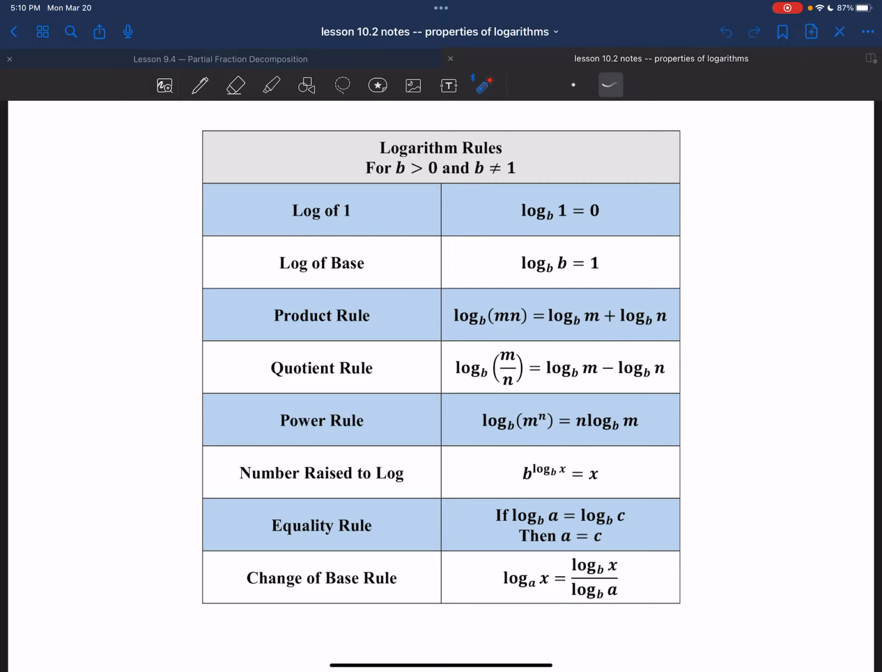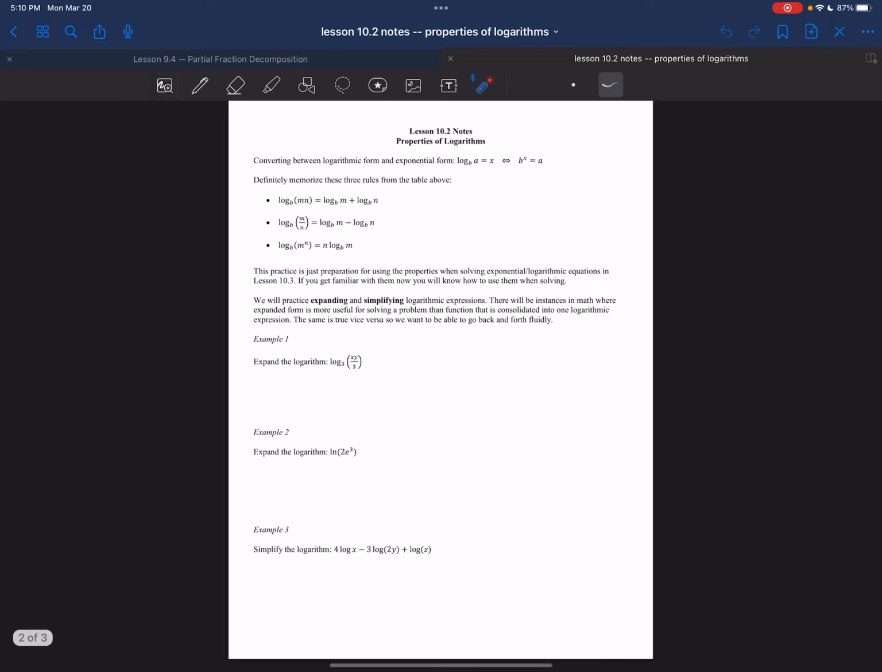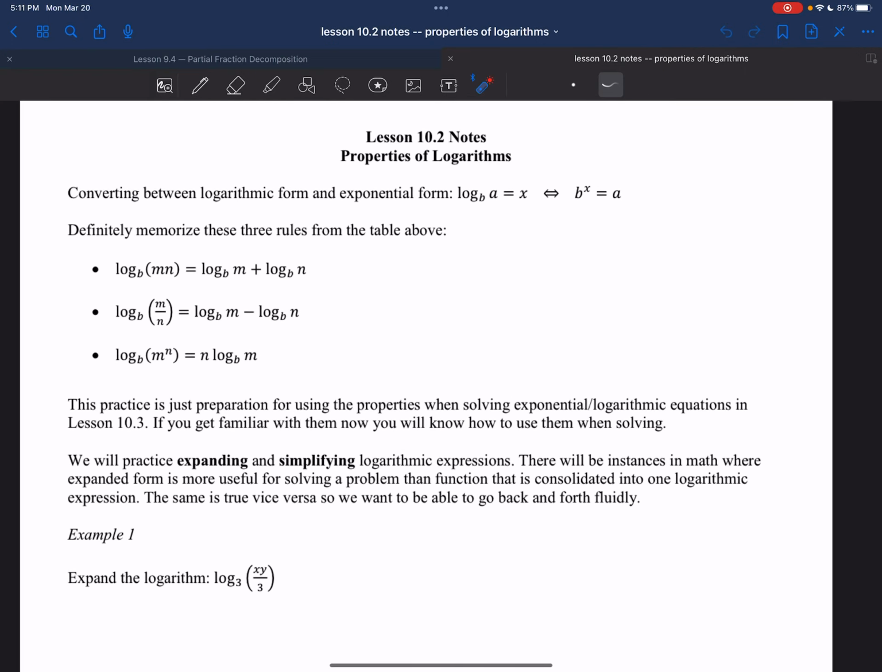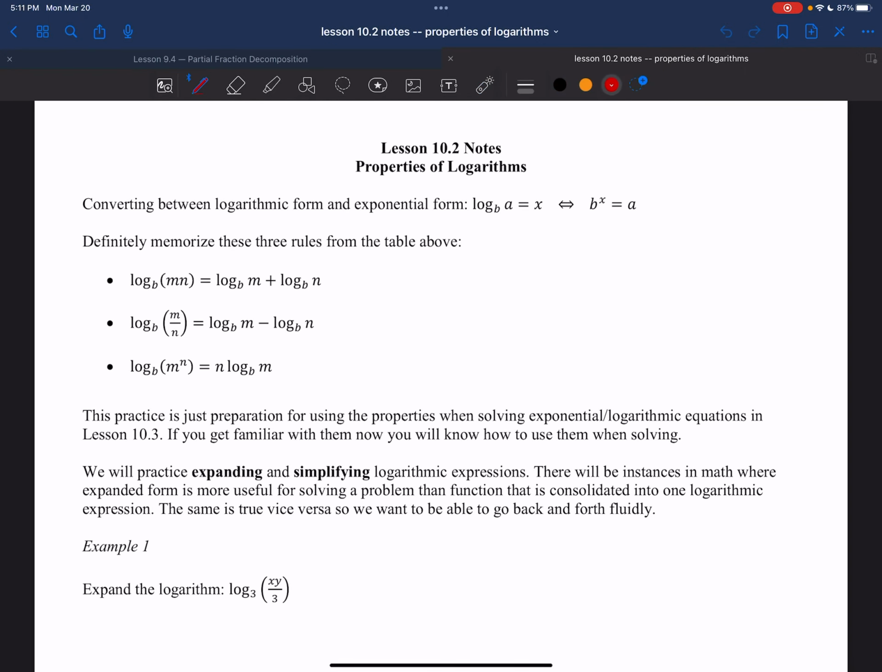If you want to check it out, there's the rule. Okay, let me stop yammering about this and actually work some examples. I want this video to be short. I don't want to talk too long.